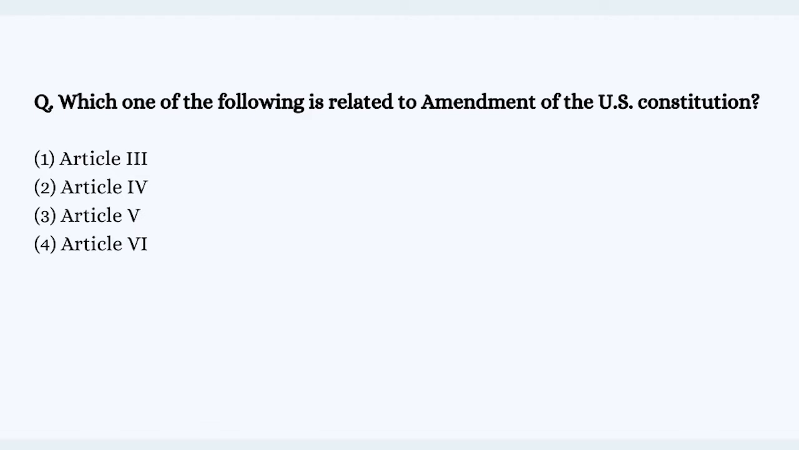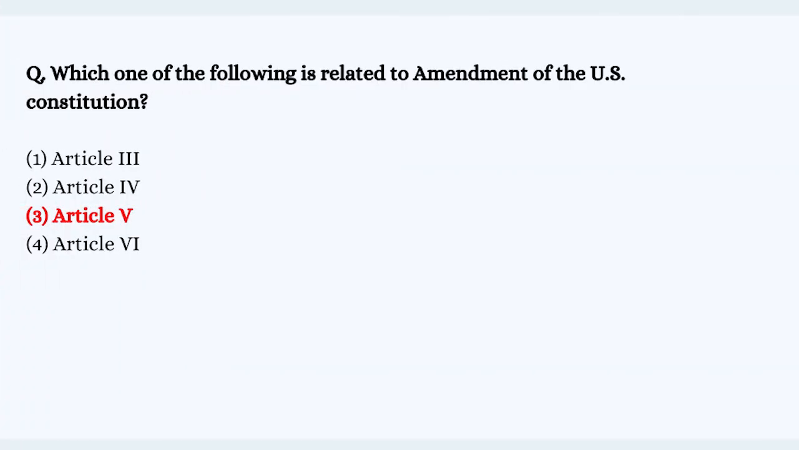The second question is: which of the following is related to the amendment of the US Constitution, whether it is Article 3, 4, 5 or 6? You have to choose the correct option. The correct option is option number 3, which is Article 5. According to Article 5, it describes the process for amending the Constitution, according to which 2/3 of both the chambers of Congress must propose an amendment, and that proposed amendment must then be ratified by 3/4 of state conventions or state legislatures as chosen by the Congress.